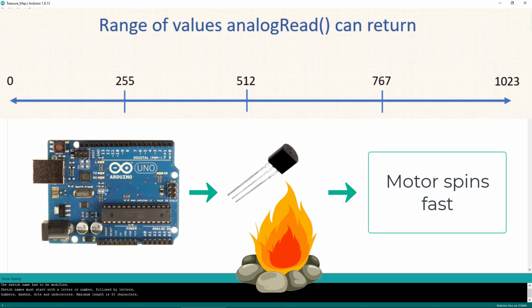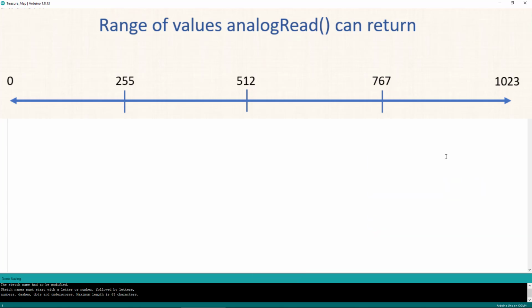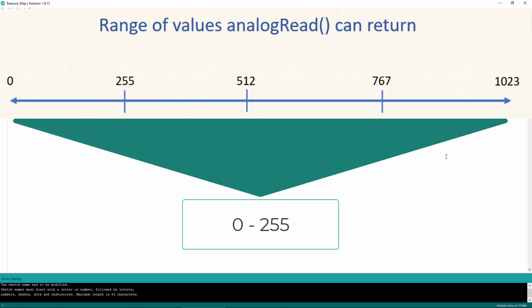This is the kind of thing that makes the map function handy. Using it, we can map the values from 0 to 1023 to the values from 0 to 255 proportionally so the PWM pins can work with the data. Let's take a closer look at the function to see what I mean.